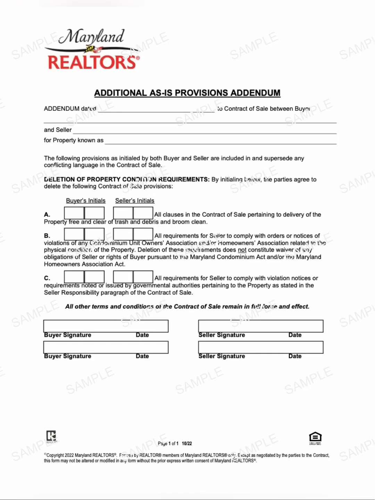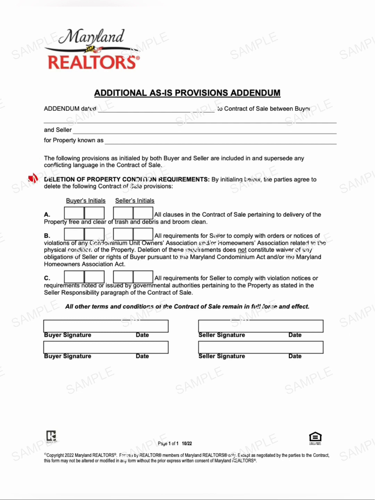Additional as-is provisions addendum. Added in the 2022 October update. The addendum dated, this is the date that the addendum was added. If it was at the very beginning, you'll go ahead and put it as the same date as the contract of sale when it was signed and ratified by all parties. Between the buyer's name fully as stated in the contract of sale, the seller as fully stated in the contract of sale, and then the property known as, and you'll put the full property address as in the contract of sale. The provisions as initialed by both buyer and seller supersede any conflicting language in the contract of sale.